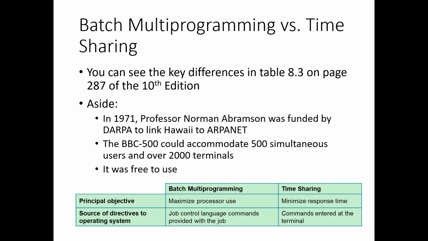As an aside, in 1971 at the University of Hawaii, Professor Norman Abramson was funded by DARPA to link Hawaii to ARPANET, which was the early internet. And they did this through the BBC 500, which could accommodate 500 simultaneous users and over 2,000 terminals. And this was free to use, so they didn't actually charge you like a lot of the other states did.